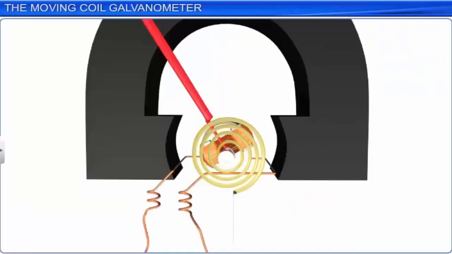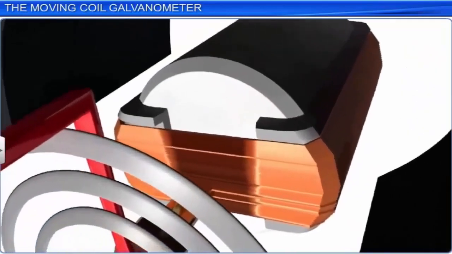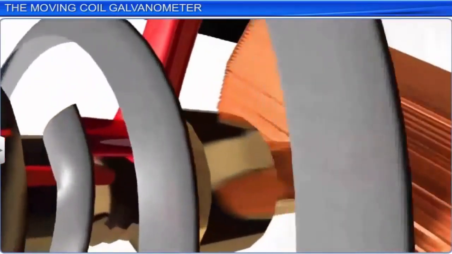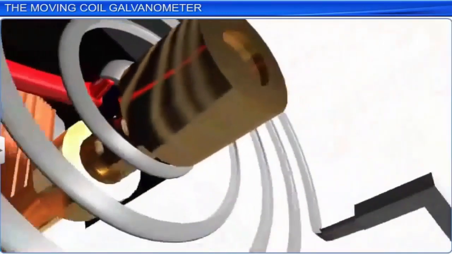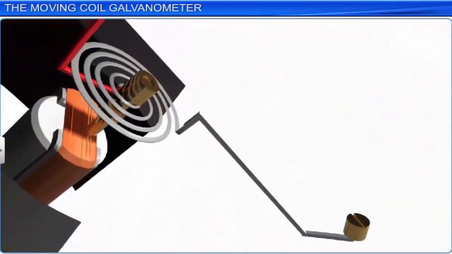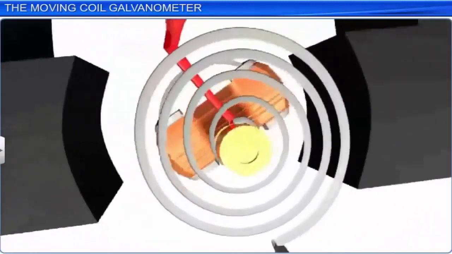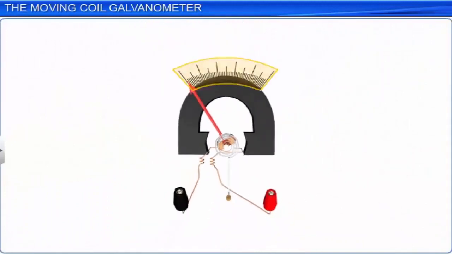A spring, denoted as SP, is connected to the axis of the soft iron core. On close observation, we find that one end of the spring is connected to the axis of the soft iron core, and the other is connected to a rigid support. A pointer is connected to the axis of the soft iron core. This pointer moves over a circular scale.